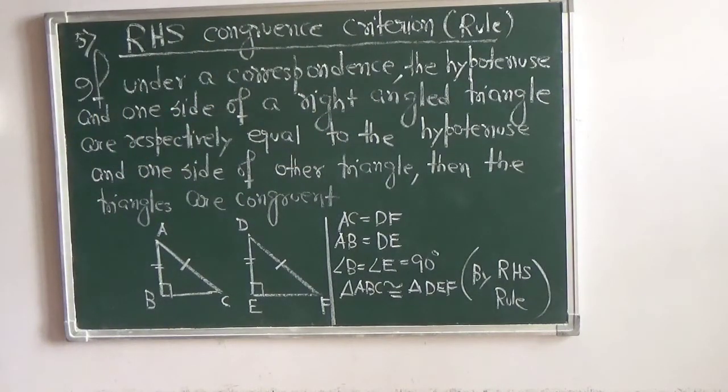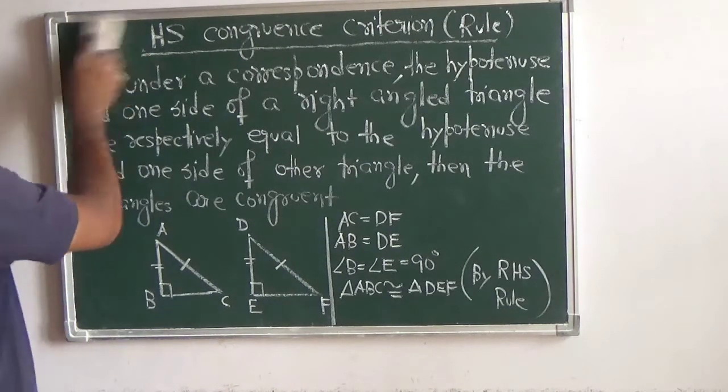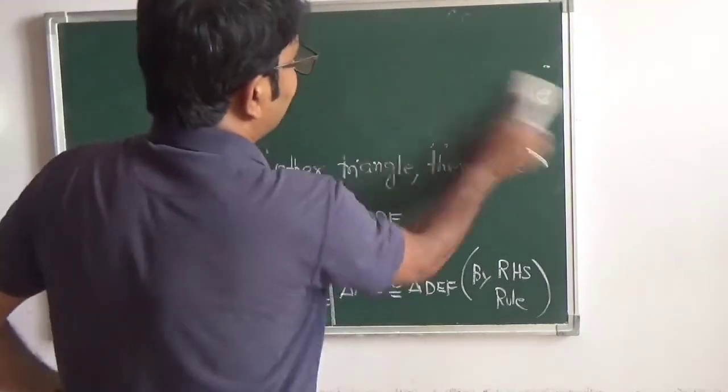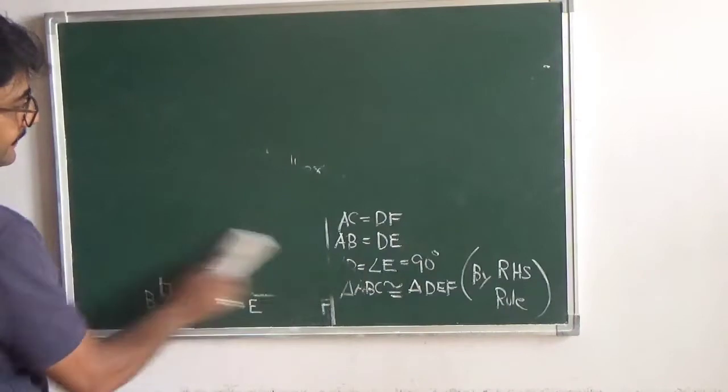Hope this is clear. These are the 5 weapons with the help of which we can prove that the two triangles are congruent. One more criteria is there, but that cannot be applied in order to prove that the two triangles are congruent, and that is AAA. Yes? AAA. Triple A.